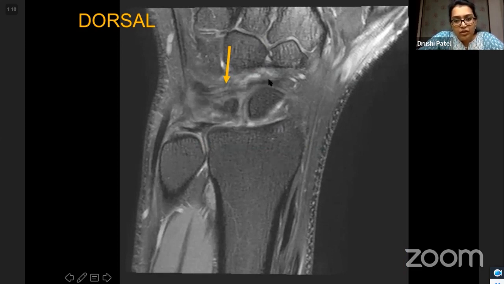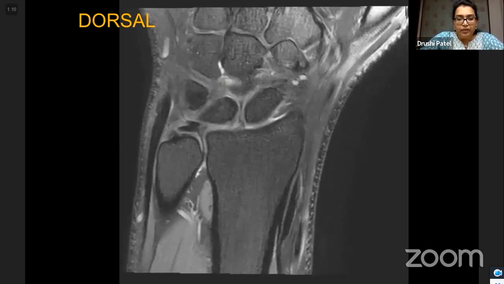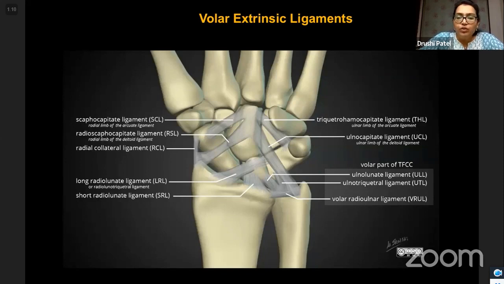And there is another structure which is crossing over all the carpal bones from the triquetrum towards the scaphoid. Let me just move back. So that is the dorsal intercarpal ligament. Right? Now coming to the volar aspect. On the volar aspect, there are a lot of ligaments. You remove this, the TFCC part, we have seen that.